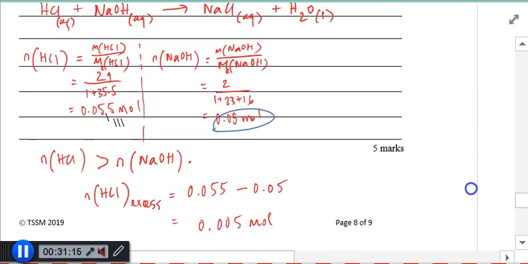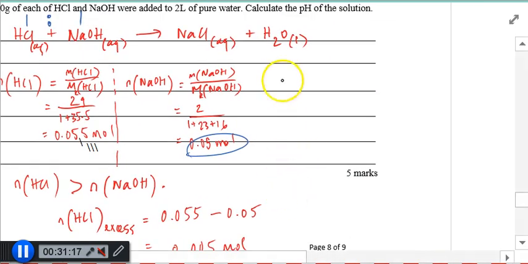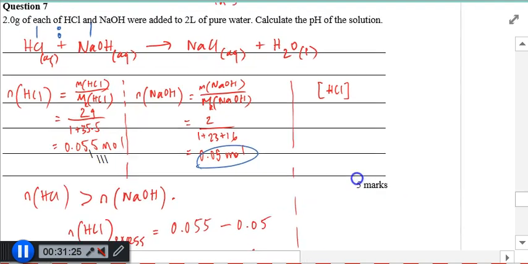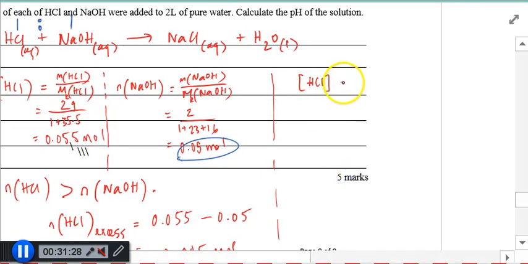So that's the mole of HCl we have left over in the reaction, okay? And so finally we need to work out the concentration of HCl. You can work out the number of moles of hydronium first, whichever you like. I'm just going to work out concentration of HCl first, which is N over V. So this is using the equation N equals CV, just rearranging it for C. 0.005 divided by 2, that's the volume.